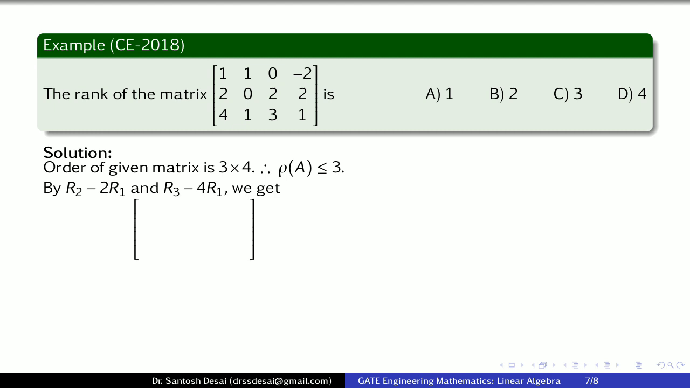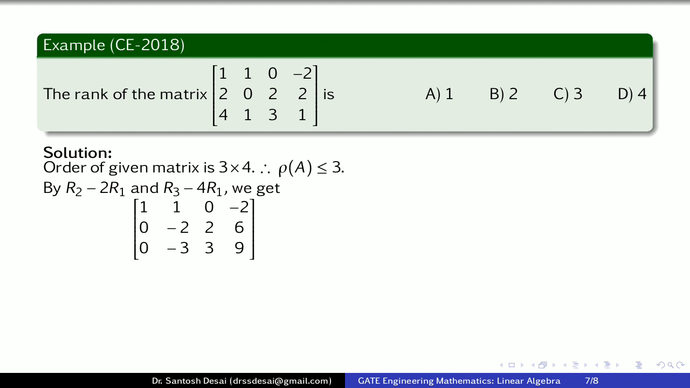There is no change in the first row. So the first row is 1, 1, 0, minus 2. Now the second row takes the form 0, minus 2, then 2, and the last element is 6. And for the third row, with the transformation R3 minus 4 times R1, we get 4 minus 4, that is 0, then 1 minus 4, that is minus 3, 3 minus 0, that is 3, and 1 minus 8, so that is equal to minus 7.